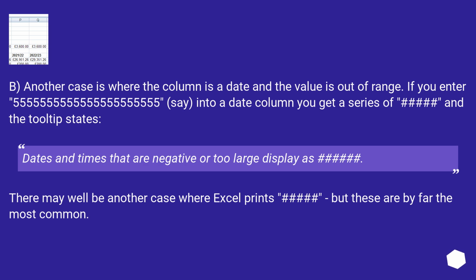If I double-click on the header for Q, it becomes wide enough again. B. Another case is where the column is a date and the value is out of range. If you enter 560,555,555,555,555,555,555,555,555,555, say, into a date column, you get a series of hashes in the tooltip. Dates and times that are negative or too large display as hash. There may well be another case where Excel prints hash, but these are by far the most common.